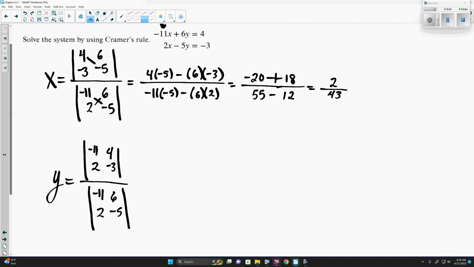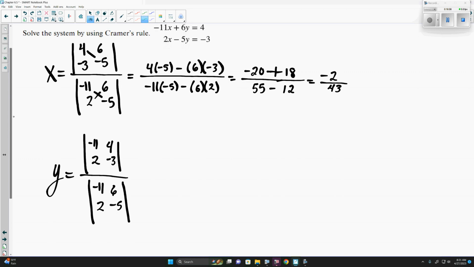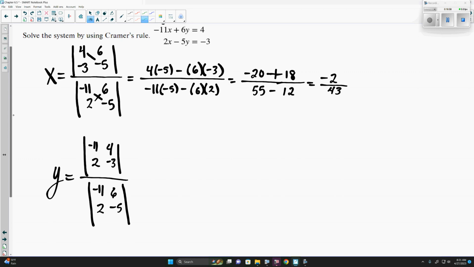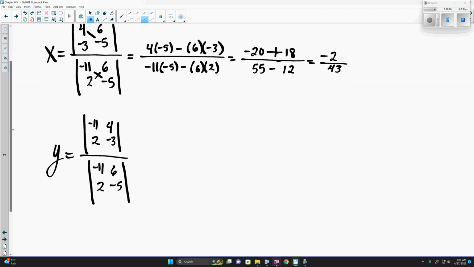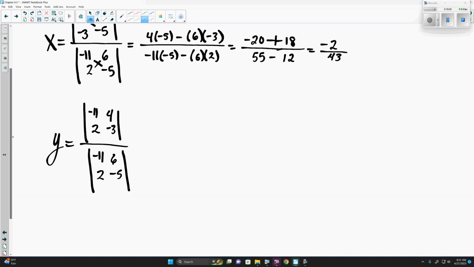Questions on any of this here? It would be negative 2, yes. That is still a very bizarre number. Any questions on this here?